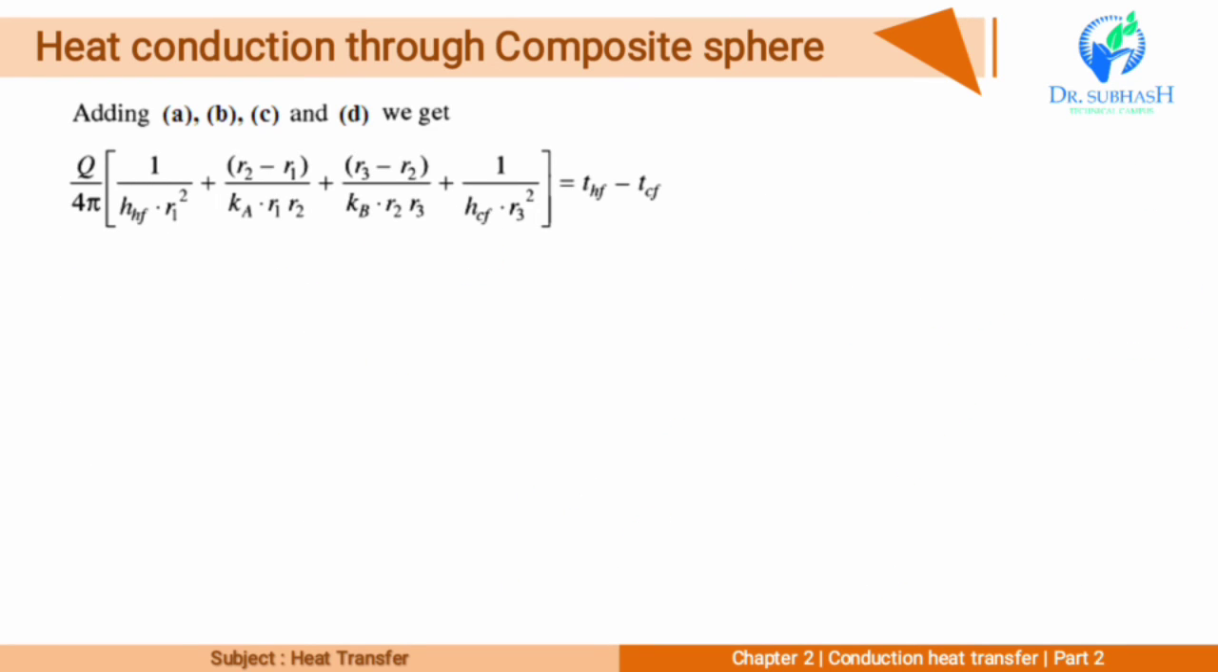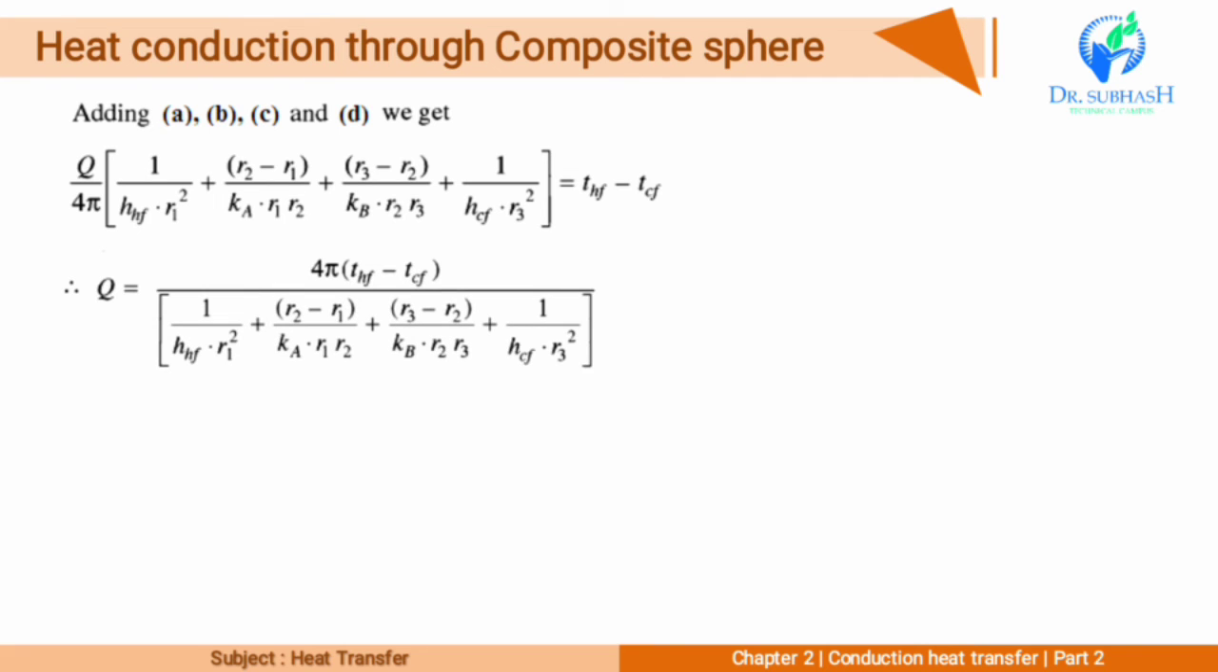Now adding these four equations A, B, C and D, we get Q divided by 4 pi, taking it common, with the remaining terms inside the bracket: 1 upon h_HF into R1 square, plus (R2 minus R1) divided by Ka into R1 into R2, plus (R3 minus R2) divided by Kb into R2 into R3, plus 1 upon h_CF into R3 square, bracket over, equal to T_HF minus T_CF. By further simplification, we get Q equal to 4 pi multiplied by (T_HF minus T_CF) divided by this whole bracket.